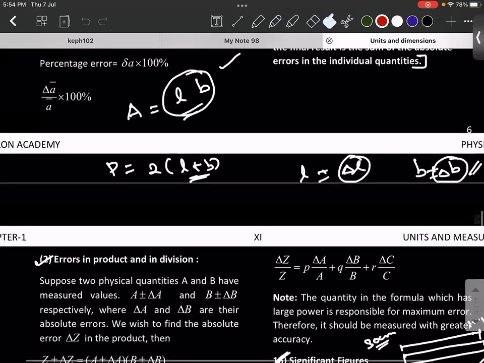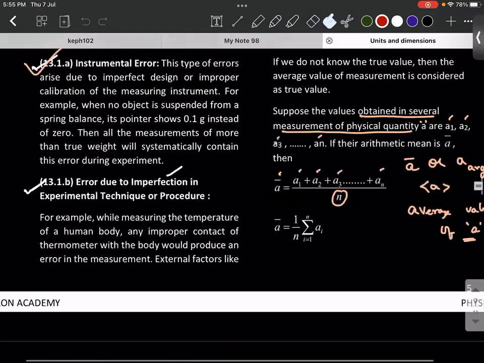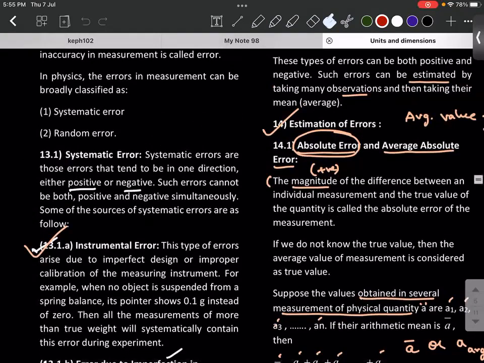So what are the different kinds of errors we discussed? First, we started with absolute error. Then we had average absolute error.